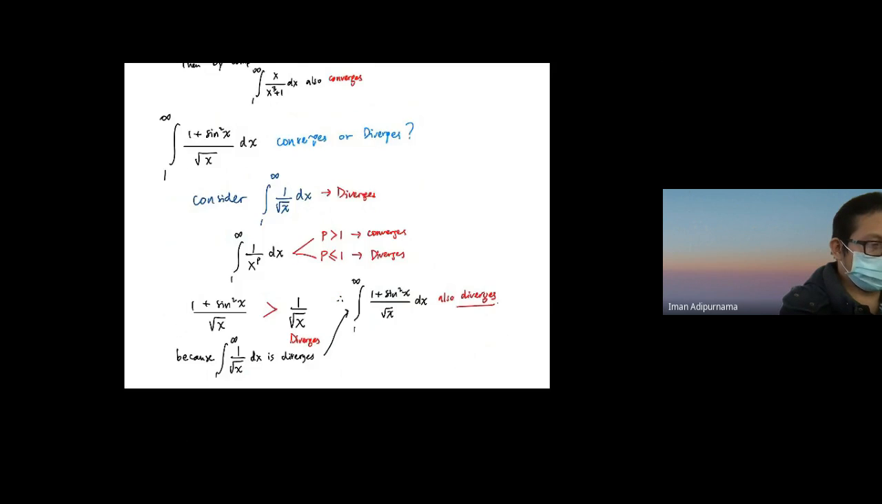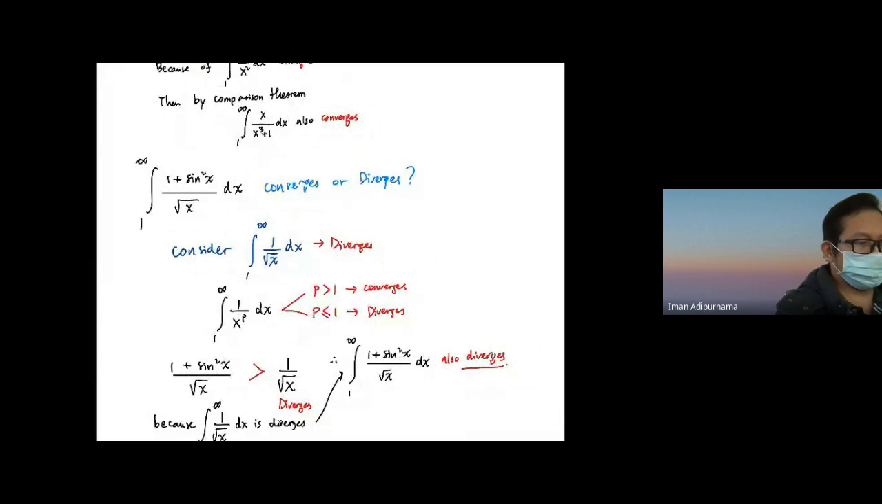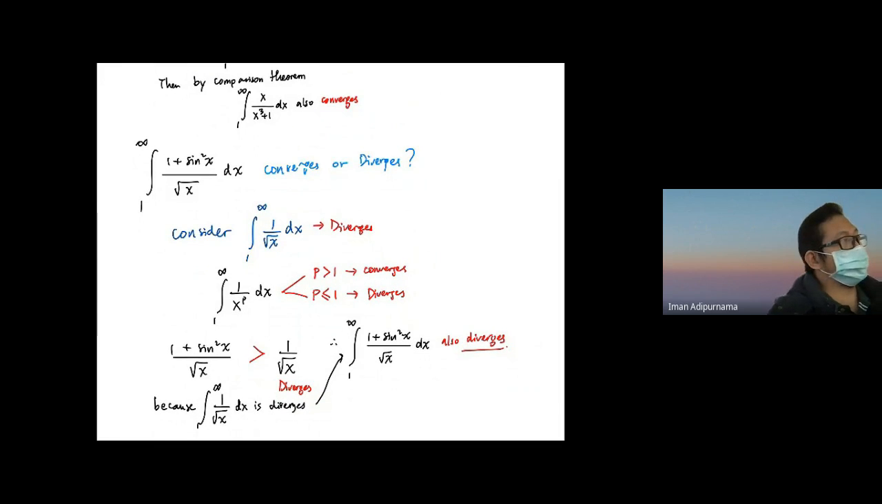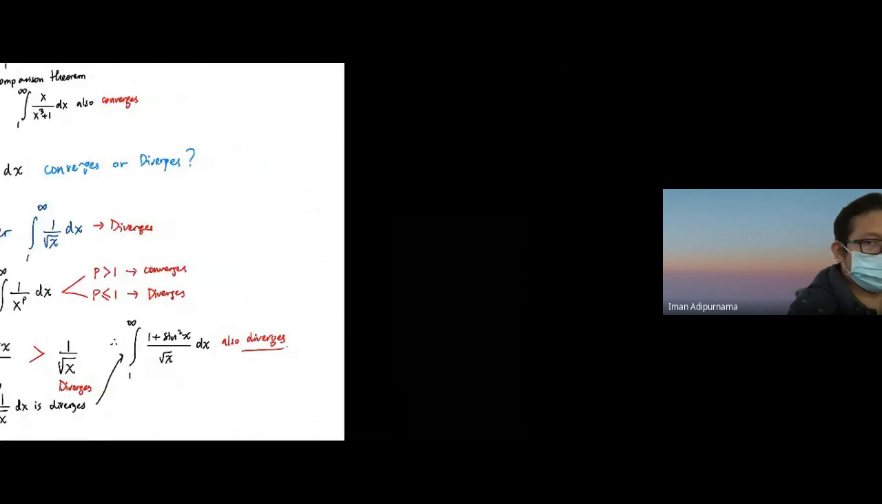Okay. Let me go through maybe one more example, and we can have some review, especially maybe chapter 6. Maybe one more example on this improper comparison theorem.